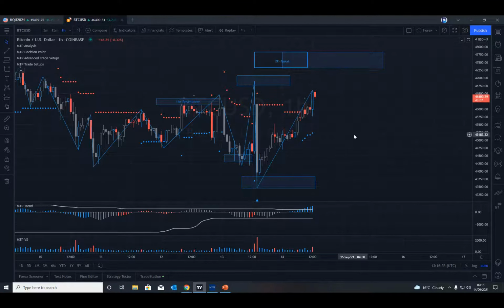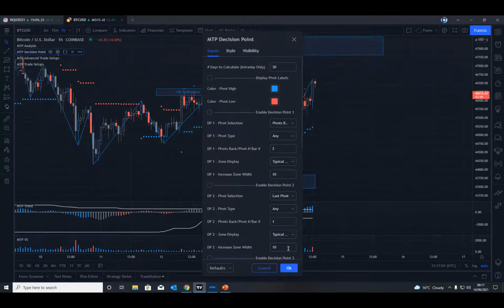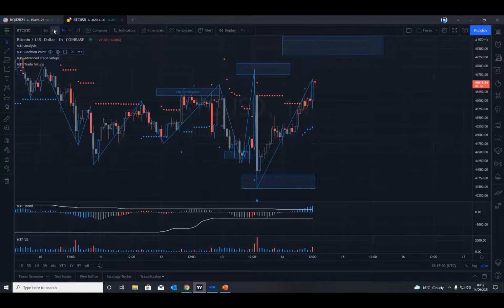So can you see how we're working? We're basically projecting areas in advance on the higher time frame chart. If I now turn the DP off, so that won't recalculate like it did last time, we go back to the time frame we're looking to trade off.